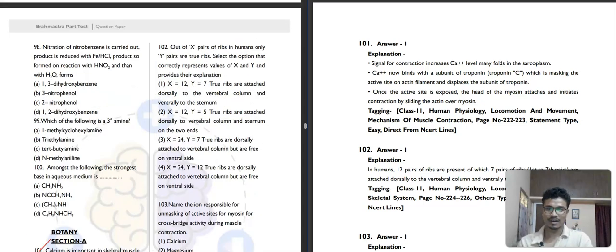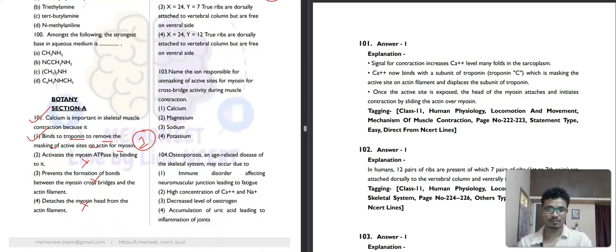Then question number 102. Out of X pairs of the ribs in human body, only Y are true ribs. Out of 12 pairs of ribs, only 7 pairs are true ribs. Select the correct option. So first option will be our correct answer. Okay. Then moving to the next question, 103.